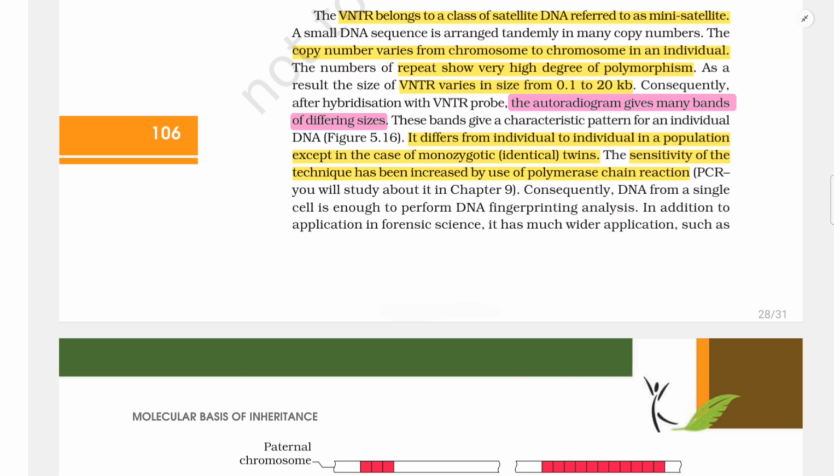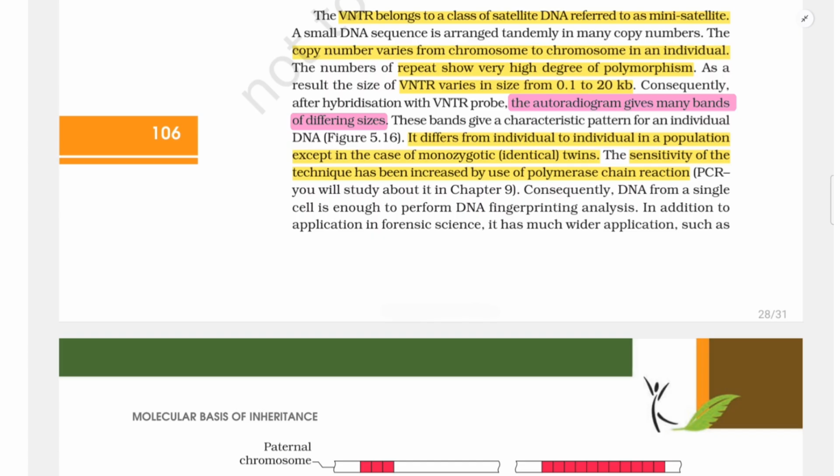Consequently, after hybridization with VNTR probe, the autoradiogram gives many bands of differing sizes. These bands give a characteristic pattern for an individual's DNA, figure 5.16. It differs from individual to individual in a population except in the case of monozygotic, that is identical, twins.